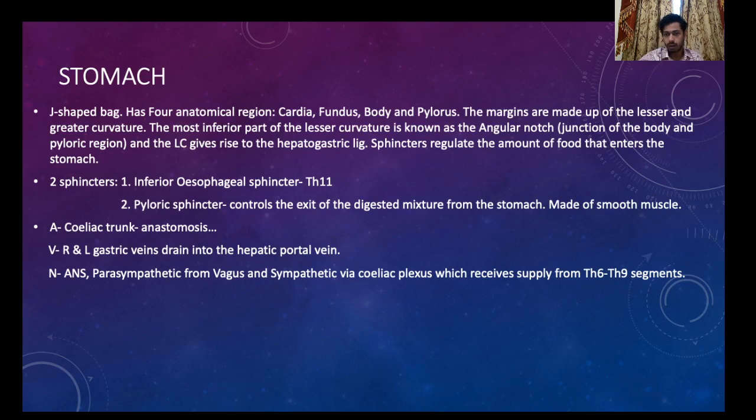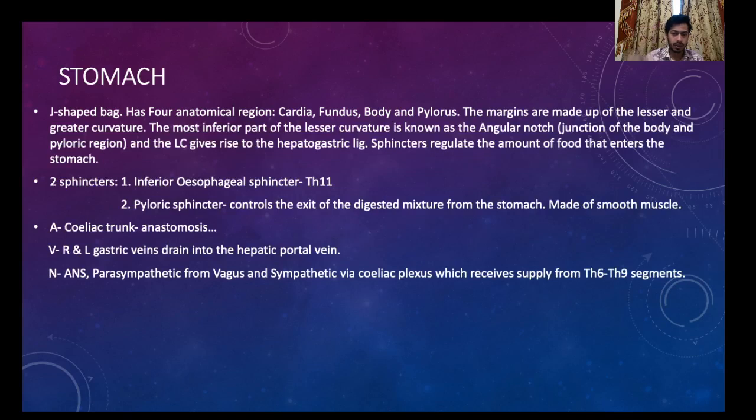And so when it comes to the vascular supply of the lesser curvature, the lesser curvature will be getting most of its blood supply from the left gastric artery, which will give short gastric arteries to the lesser curvature and also the cardia. And also you will find branches which provide blood supply to the esophagus.